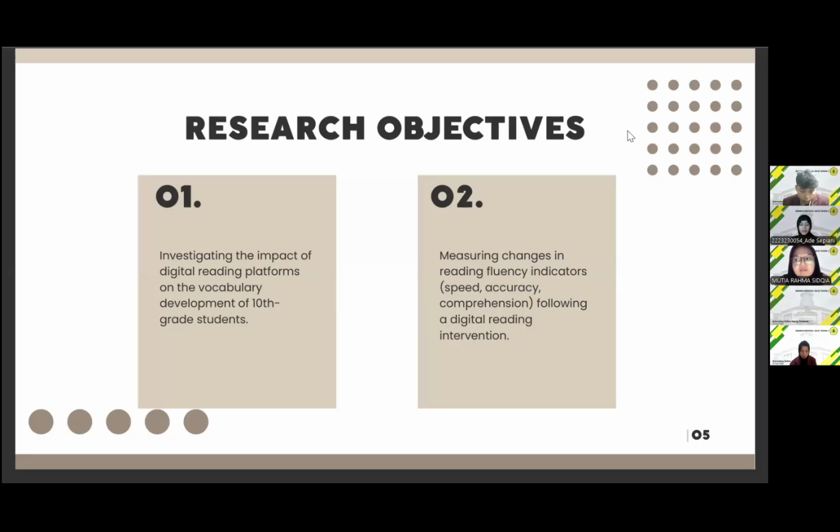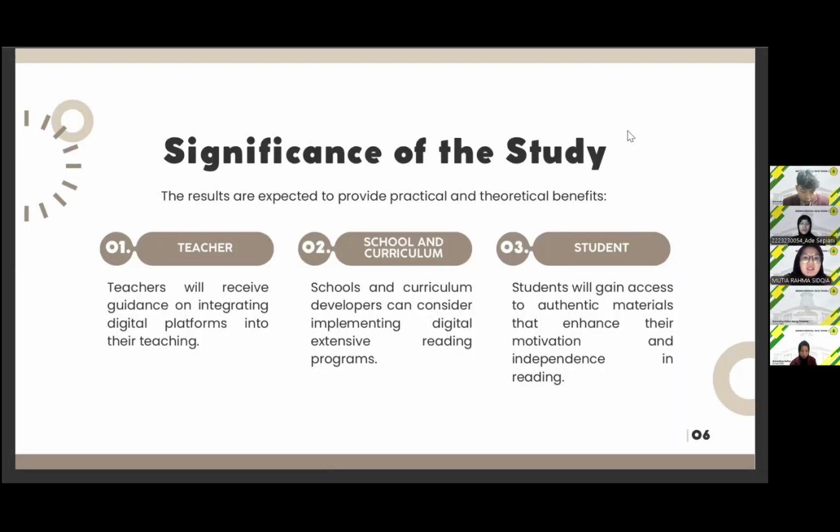The objectives of this study are, first, to investigate the impact of digital reading platform on student vocabulary development. And then second, to measure change in reading fluency, including speed, accuracy, and comprehension after using digital reading. And this is the significance of this study. The results are expected to provide practical and theoretical benefits.